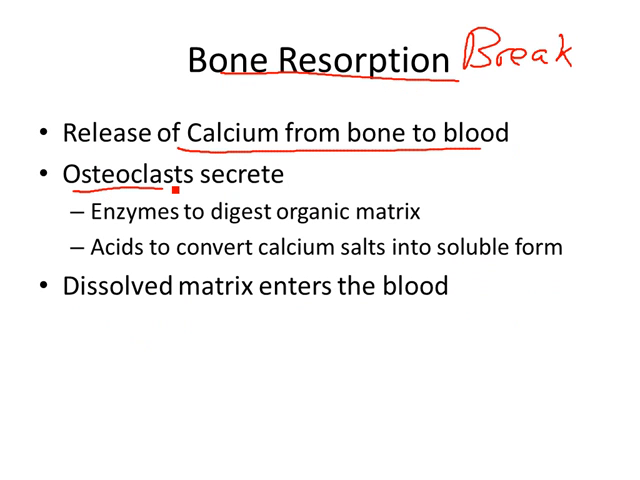Basically what the osteoclasts do is they secrete an enzyme. What's an enzyme? Something that ends with what? ACE, and it usually is something that breaks something down. So enzymes are going to break down that organic matrix and allow those calcium salts to be soluble, which means they'll dissolve and go into the blood. So now you have more calcium in your blood, and that will raise your blood calcium levels.